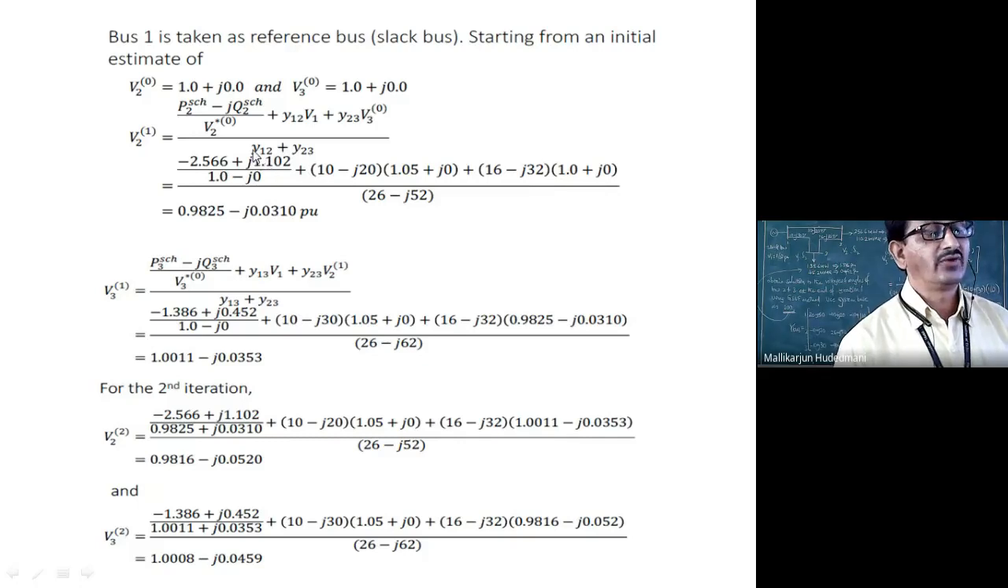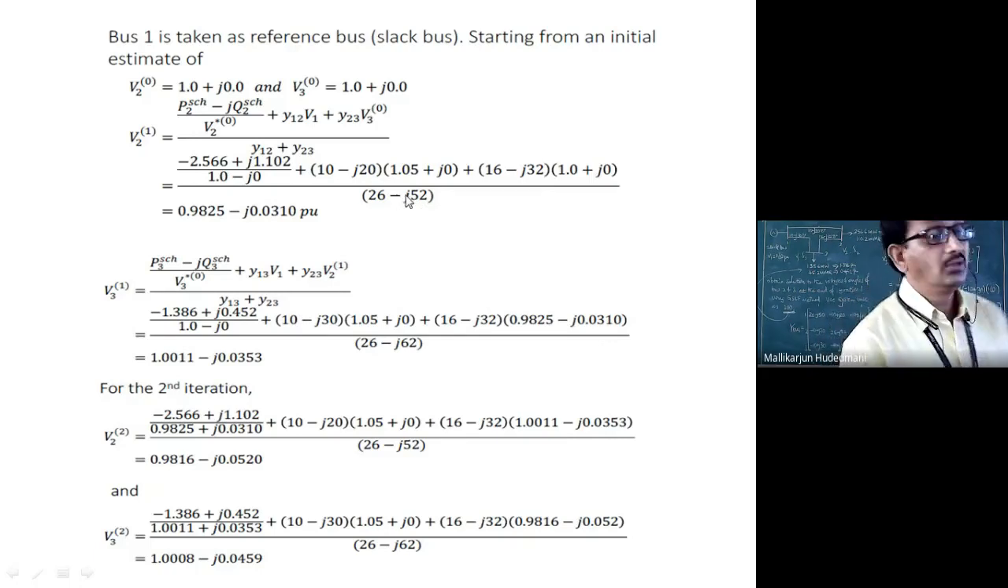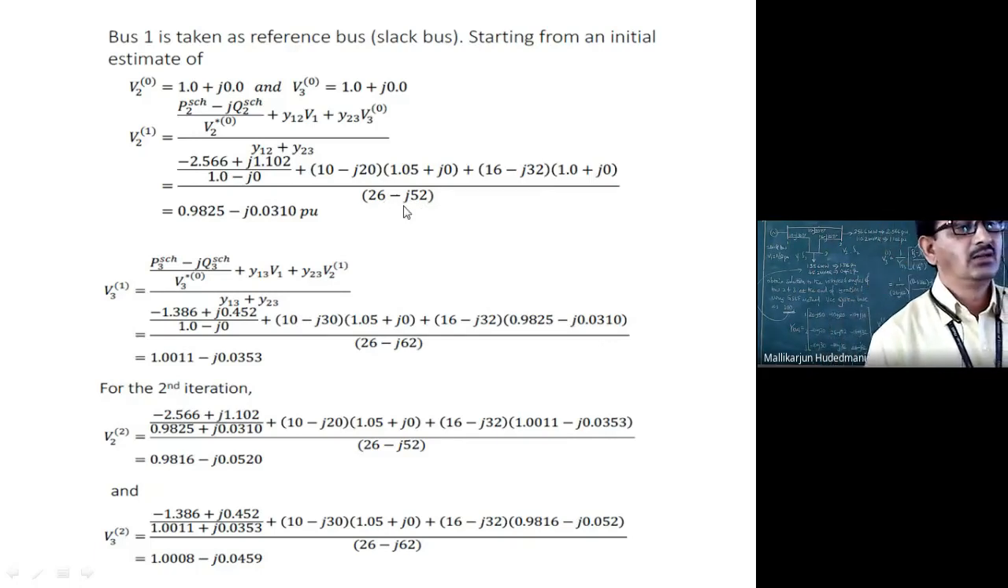The author referred to lowercase y12 plus lowercase y23, which refers to capital Y22 for us. You can look at the denominator: it is 26 minus j52. That is nothing but the diagonal 2 cross 2 in our old problem, which I did on the board. The same thing is here. How about the first term? The first term is P2 minus jQ2 divided by V2 superscript 0 conjugate. What is this term? P2 is PG minus PD.